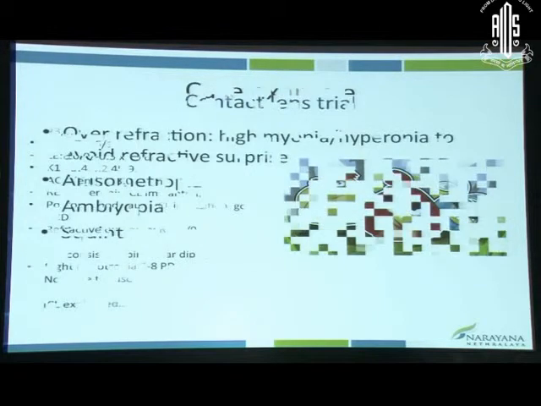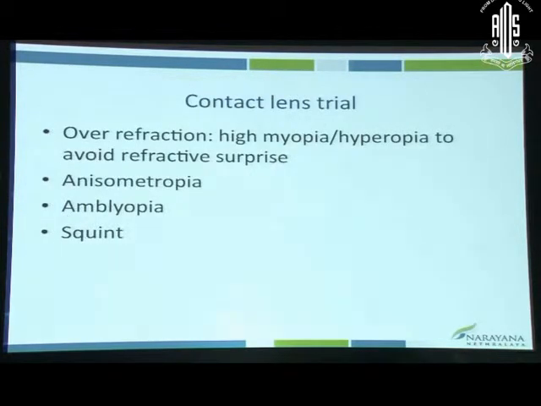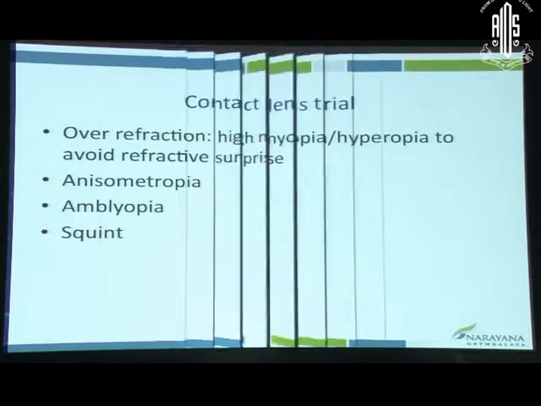The lesson I learned that day was that in such kind of cases, when you have asymmetric refractive error, make sure you do a good contact lens trial. Give the patient some time. Make sure you understand there is no binocular diplopia, especially in cases of squint, amblyopia, and anisometropia. Make sure you do this thing.